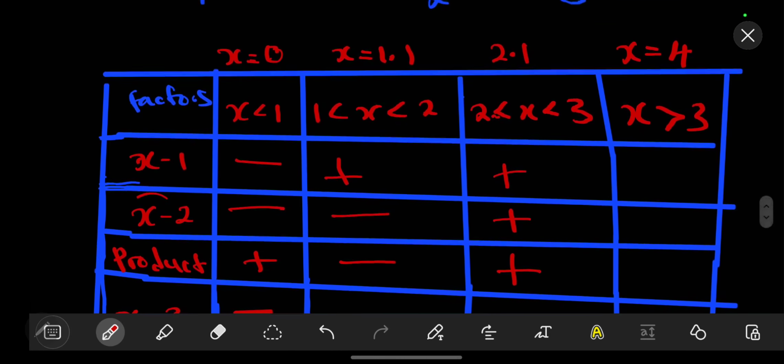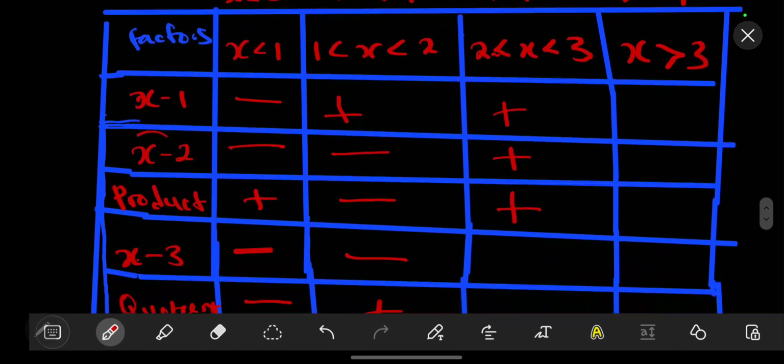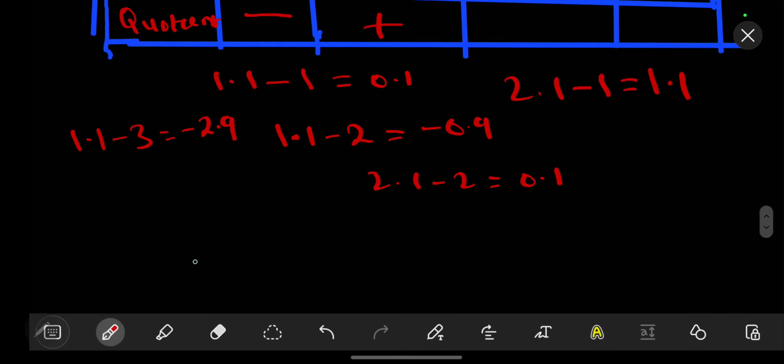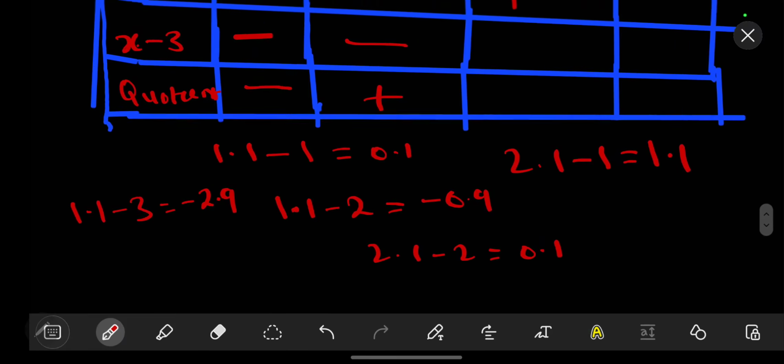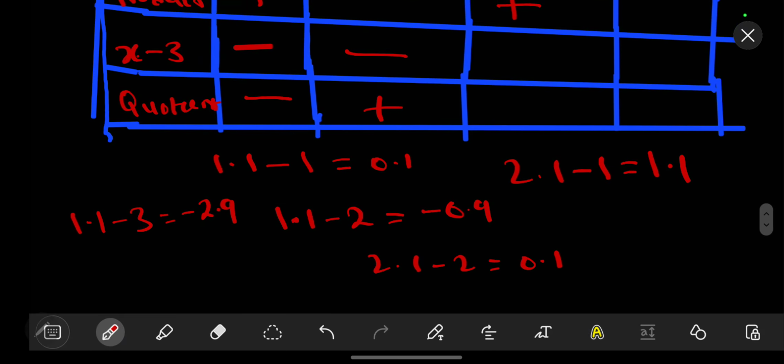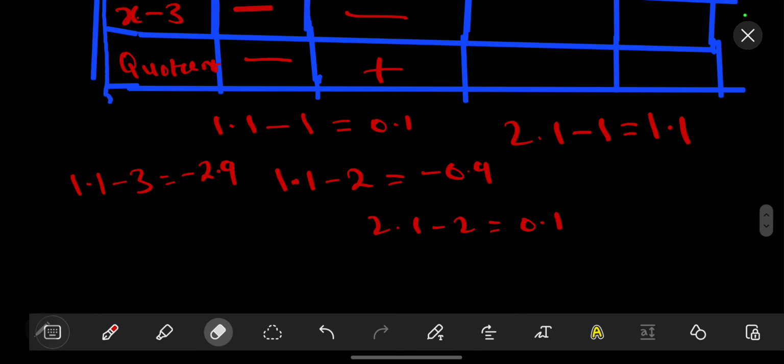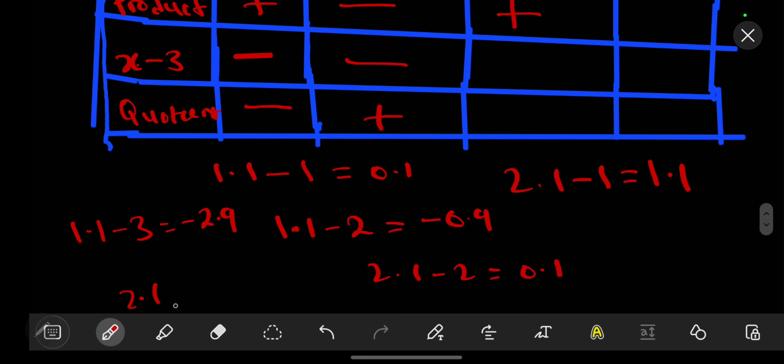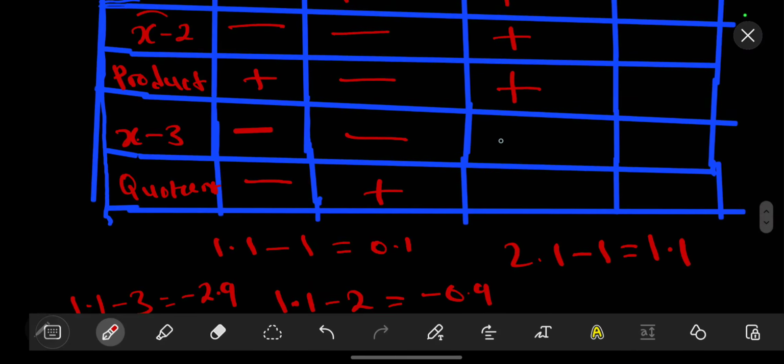Then for our third one, if we put 2.1 here, we are going to get a negative because 3 is greater. 2.1 minus 3 is going to give us negative 0.9. So if that's the case, we are going to put our negative there. We divide this divided by this, we are going to get a negative like that. If that's the case, we have this.